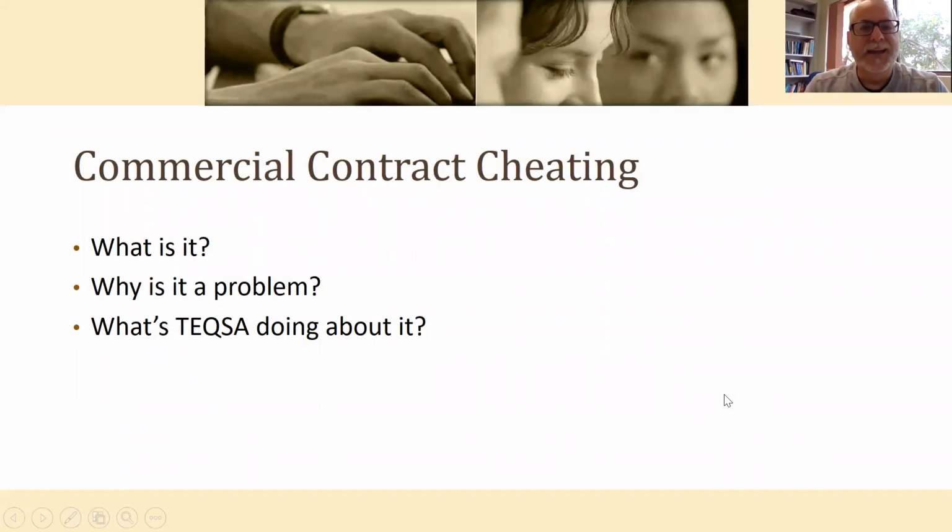Right, okay. So commercial contract cheating, what is it? Contract cheating is where people outsource their assignment work as a student to other people to do. Commercially, this is where they pay for it. So this would be students paying for ghostwriters from internet sites, for example, to write their assignments for them.